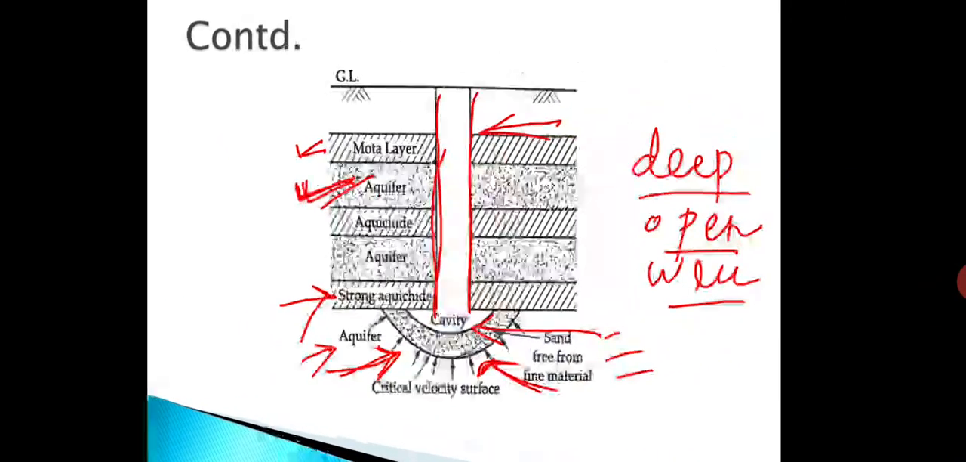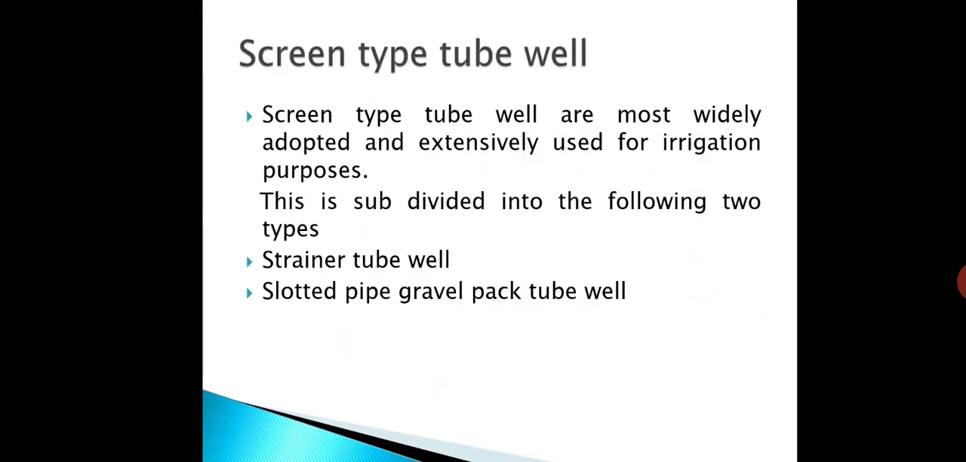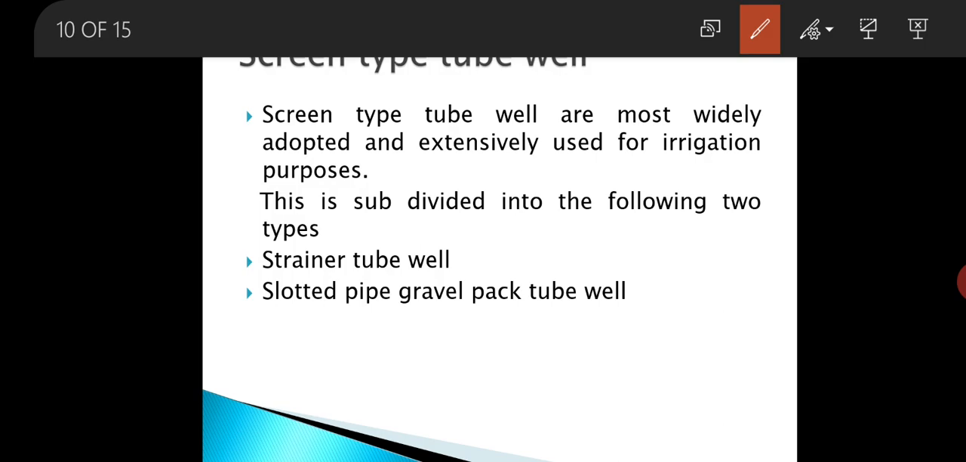Next, we will move to the screen type tubewell, the next type of tubewell. Screen type tubewells are most widely adopted and have been extensively constructed in our country, particularly for irrigation purposes. And this can be subdivided into two types. First one is the strainer tubewell, second one is the slotted pipe gravel pack tubewell. So, let us first discuss the strainer tubewell.